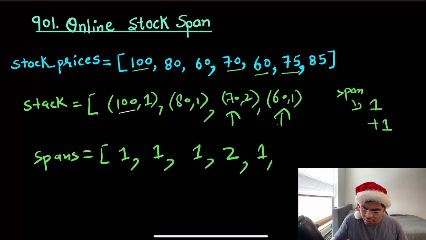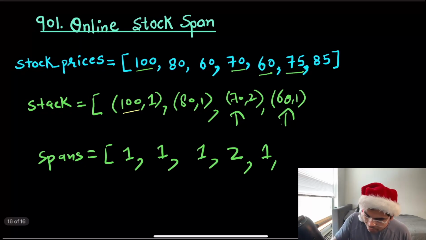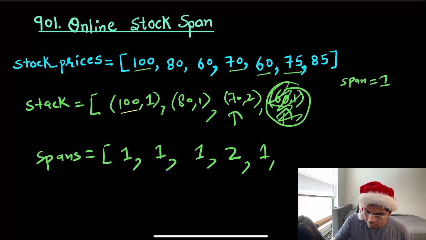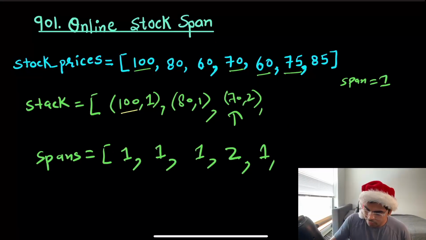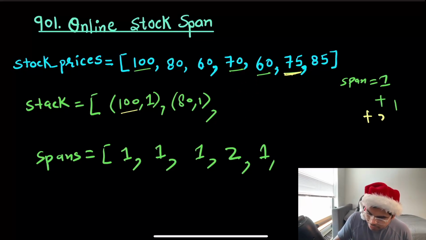For 75, you can see 60 is less than 75. Now I'll calculate this span for 75. So span, currently it's 1, but then I'm gonna pop this off and add that value to my current span that I'm calculating. 70 here is again lesser than 75, so I'll pop this off and add its span to my current span that I'm calculating.